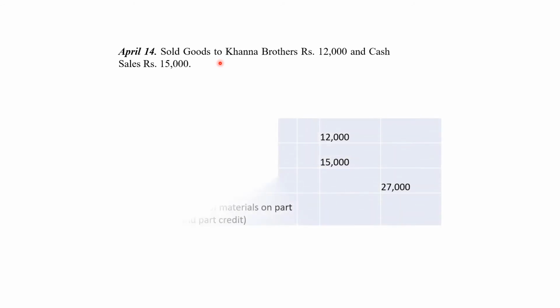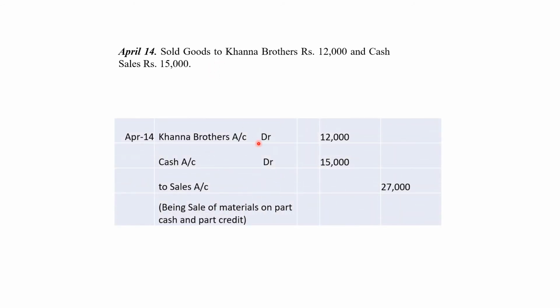And so the journal entry would be Khanna Brothers account debtor. Why debtor? Because debit the receiver. Khanna Brothers has received. Now this is a legal entity over here. Khanna Brothers account debtor 12,000, right? Again, cash has also come in. You have 15,000 cash which has come in, right? So that is an asset which has come in. Debit the receiver. Cash, debit what comes in. So 15,000 has come in.